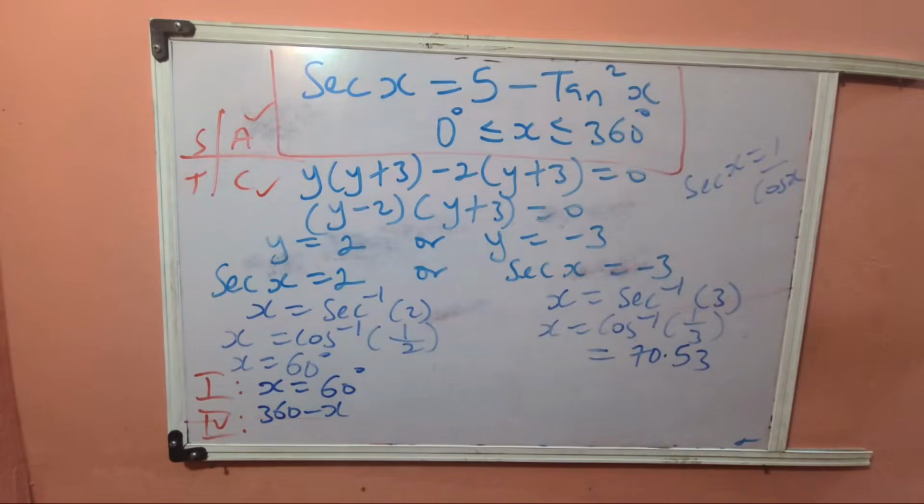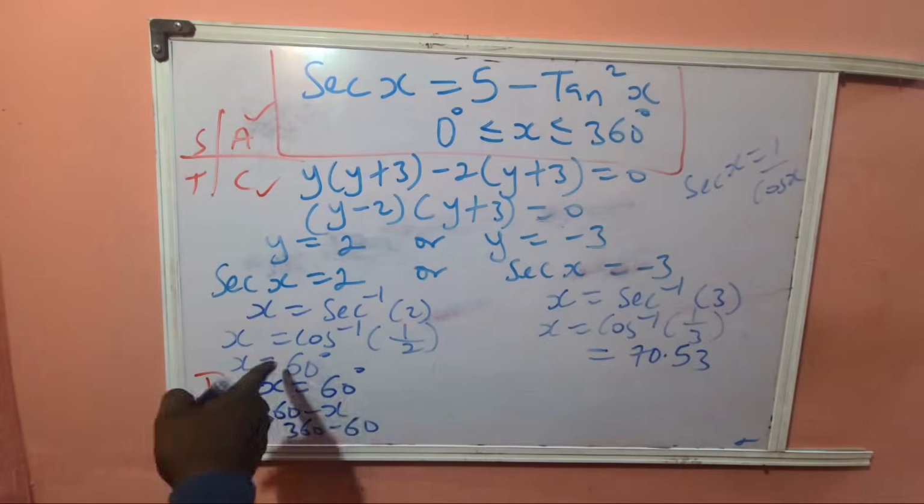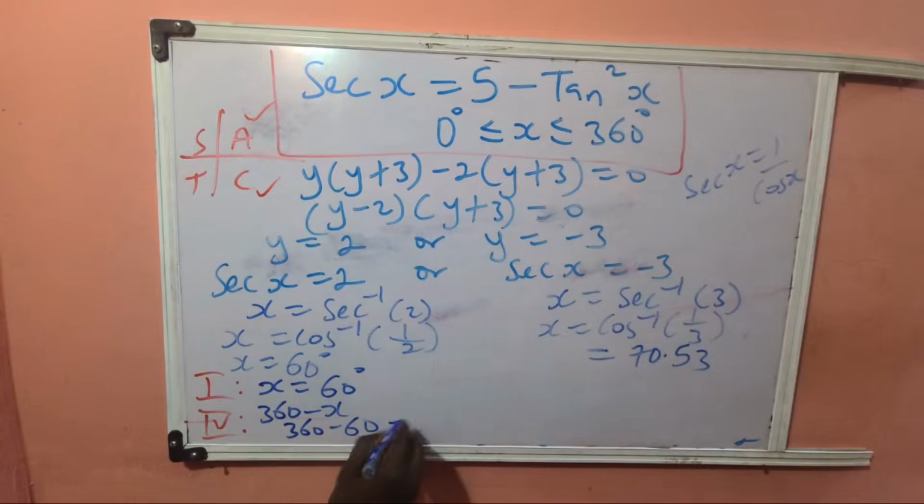So you follow using whatever the angle you are given. We're not using theta here, we're using x. So now with 360 minus 60, the x here is 60. That will be 300 degrees. All right, so the two values we are interested in here is this and this.